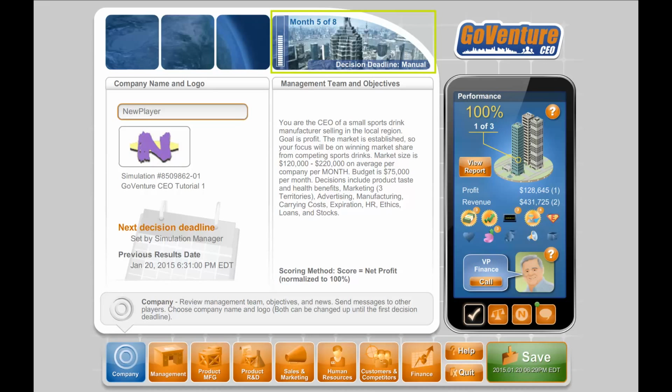And we are currently at the beginning of month 5 of 8. When you join a new simulation, you will start in period 1. There is a visual bar that shows you how far along you are in the simulation. This simulation is a bit more than halfway through. This window also shows the next decision deadline. Here it says Decision Deadline, Manual. This means the simulation manager will advance the simulation manually, when the players indicate they are ready.